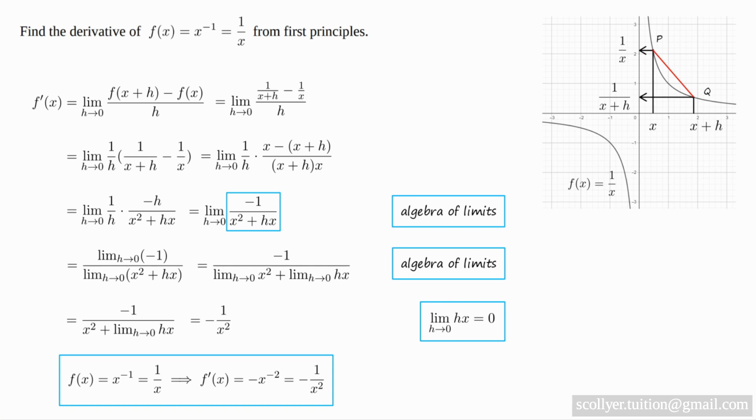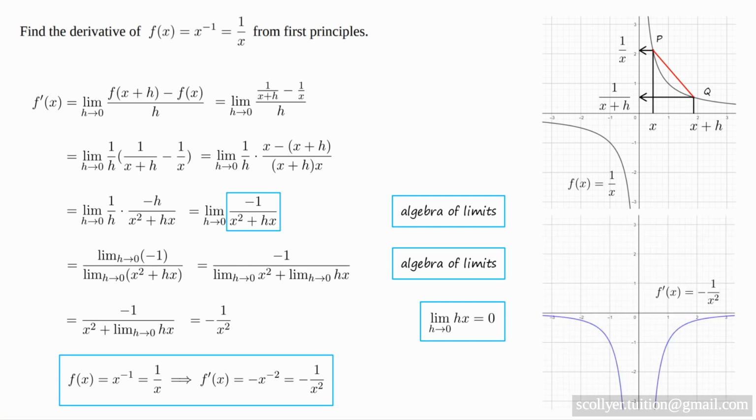And so we have that if f(x) = x^(-1) = 1/x, then f'(x) = -x^(-2) = -1/x^2. And here we see a graph of f'(x) = -1/x^2. And we note that f'(x) is negative for all x, which corresponds to the fact that 1/x is decreasing for all x.